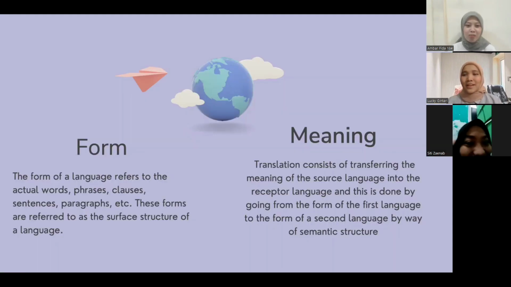Please, Lucky. Okay, thank you, Zainab. For the first slide, I can explain. The form of a language refers to the actual words, phrases, clauses, sentences, paragraphs, etc. These forms are referred to as the surface structure of a language. And then, meaning. Translation consists of transferring the meaning of the source language into the receptor language, and this is done by going from the form of the first language to the form of the second language by way of semantic structure. Next slide.